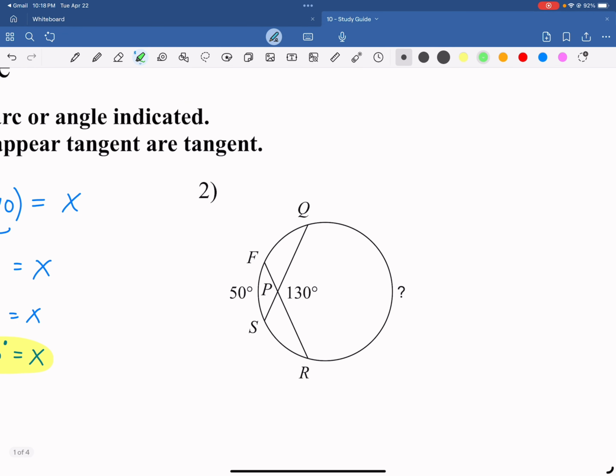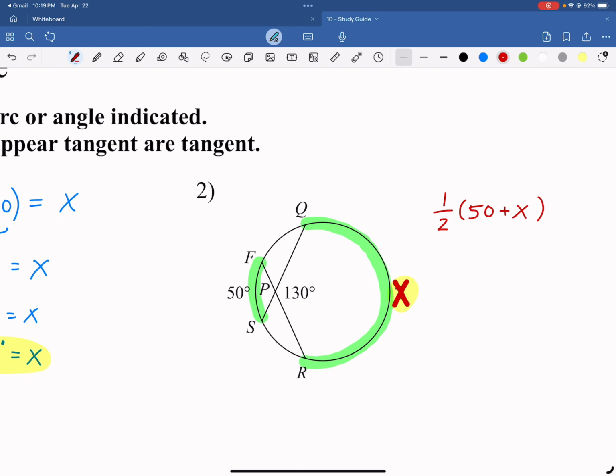Number 2, same thing, except a little bit different. Look at the placement of the variable here. And so this variable x, let's change it to x, is on the outside this time. So we still need to take the average of what we just highlighted, the average of the two arcs. And the average, again, is just a fancy way of saying take the halfway point of both of those.